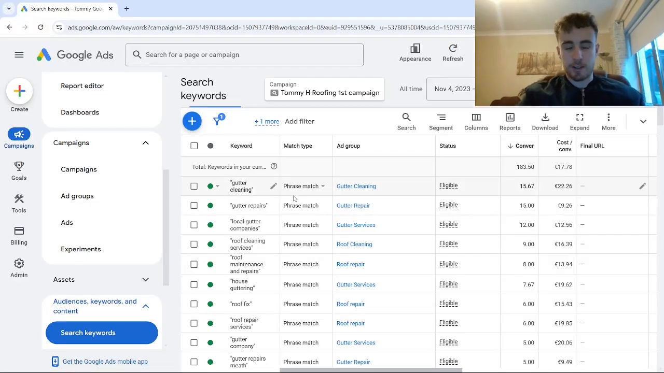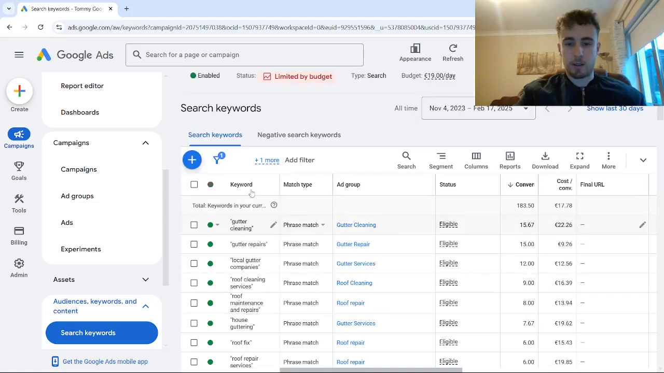And what you also want to do with your keywords as well is instead of just having one long list of keywords that you add to your campaign and make ads for all those keywords as the one ad group, you want to split all those keywords up into separate ad groups based on intent. So you can see here that all of these keywords could fall under a roofing campaign, but they're all different services under roofing and guttering, for example.